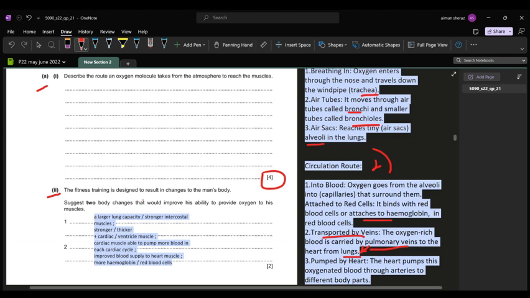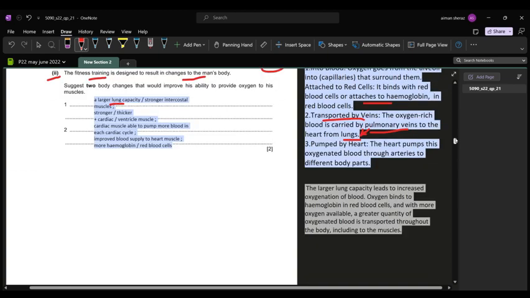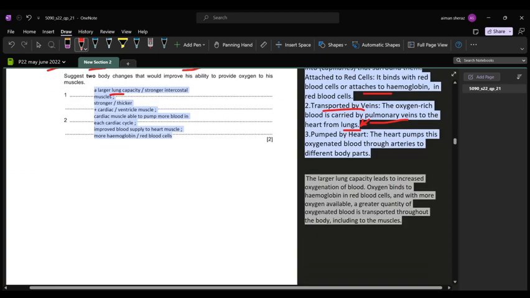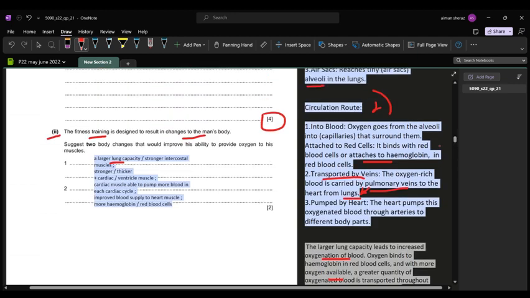Part 2. The fitness training is designed to result in changes to the man's body. Suggest 2 body changes that will improve his ability to provide oxygen to his muscles. So if he has done fitness training and that was proved to be efficient, it would bring changes to the man's body. So what changes? For example, there can be a larger lung capacity. So what happens when there is larger lung capacity? There are higher chances of oxygen being bound to the hemoglobin in red blood cells with more oxygen available. That means a greater quantity of oxygenated blood would be transported throughout the body, including the muscles.